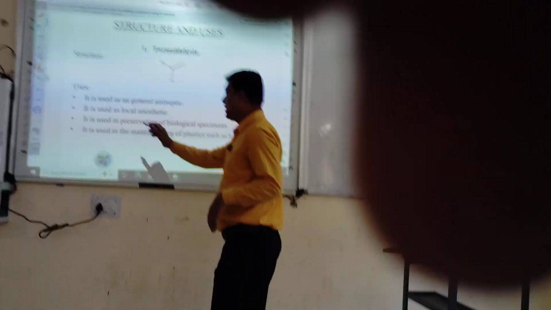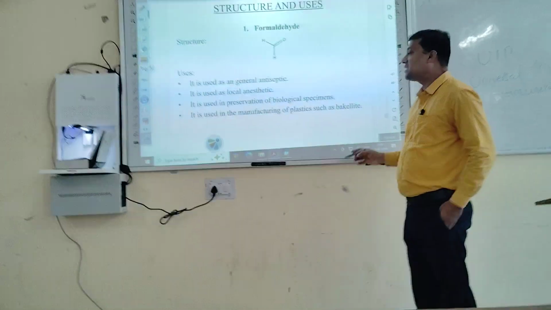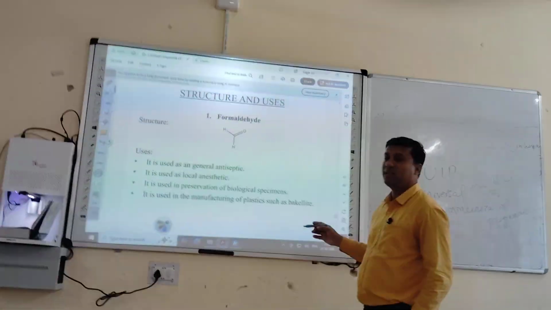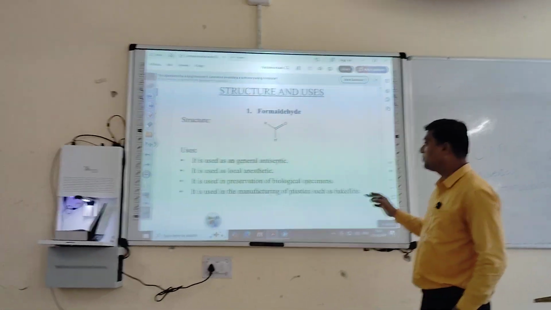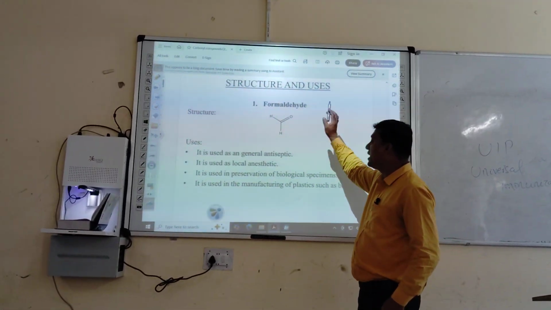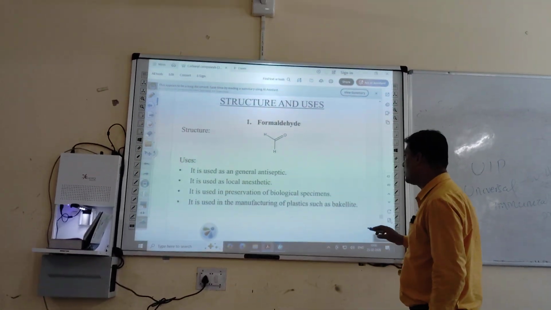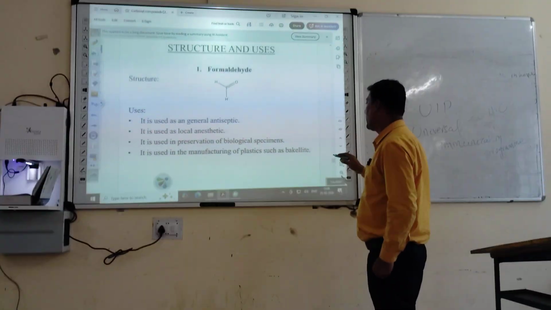Then number 3, used in preservation of biological specimens. In the preservation processes, formaldehyde is also used. It is used in manufacturing of plastics such as bakelite.